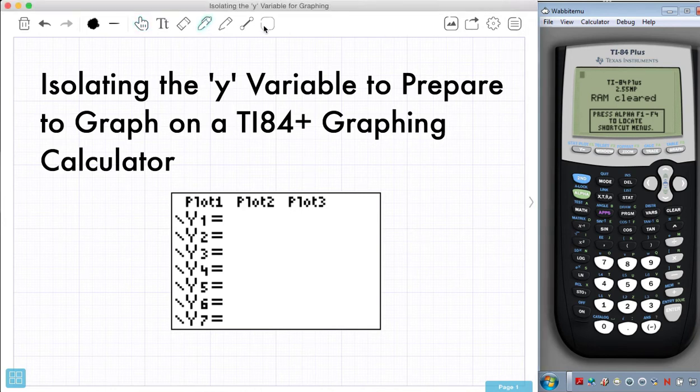In this video we're going to be looking at isolating the y variable in an equation so that you can enter an equation into your TI-84 graphing calculator to graph it. The reason we have to isolate the y variable comes from this screen right on the title page here. In order to graph a function in your calculator, you have to have the equation in the form y equals. The calculator doesn't allow any other forms of equations to be typed in.